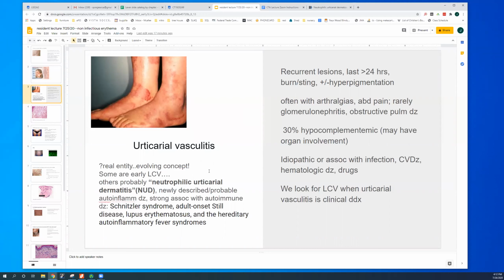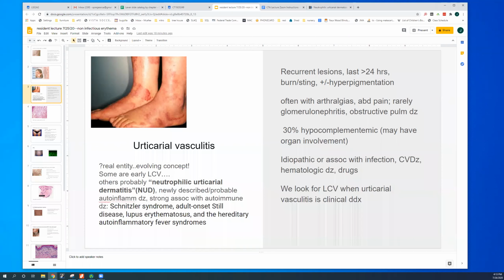Some of them are probably early leukocytoclastic vasculitis, but others are probably this newly described, in the last few years, neutrophilic urticarial dermatitis, or NUD for short. It's probably an autoinflammatory disease and has a strong association with autoimmune disease, specifically Schnitzler syndrome, adult-onset Still's, lupus, and the hereditary autoinflammatory fever syndromes.